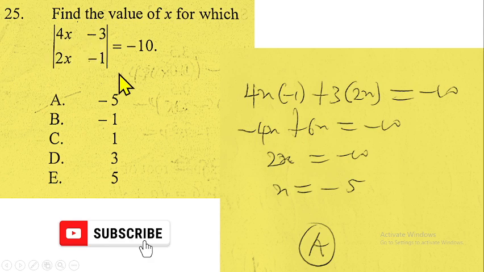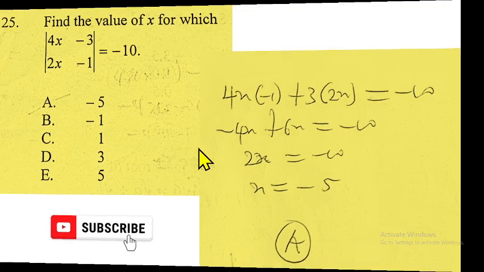So if you cross multiply here, 4x times minus 1 will give us minus 4x. Then the positional sign of this minus 3 here is minus, so minus times minus will give us plus. Then cross multiply here also. So 3 times 2x gives us 6x, equal to minus 10. If you collect like terms, minus 4x plus 6x will give us 2x equals minus 10. Then divide both sides by 2, that will give us x to be minus 5. Option A is the correct option for question number 25 also.